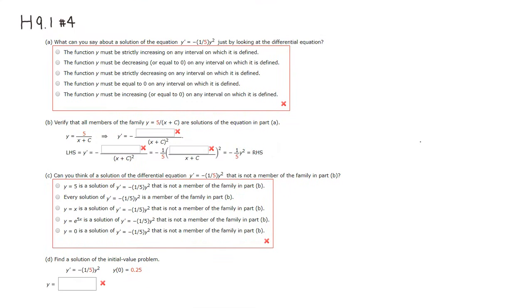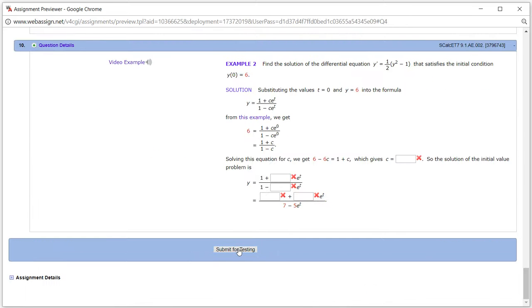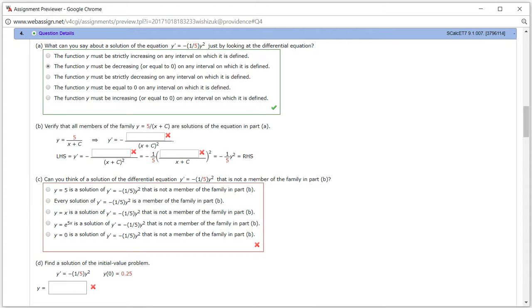So let's double check. So just click on the second one, and I'm gonna go ahead and check the answer. All right, submit for testing. All right, it came back and looks like we got part A correctly. Part B, we're gonna verify this equation. Let's say y equals 5 over x plus c is our solution of the given equation.